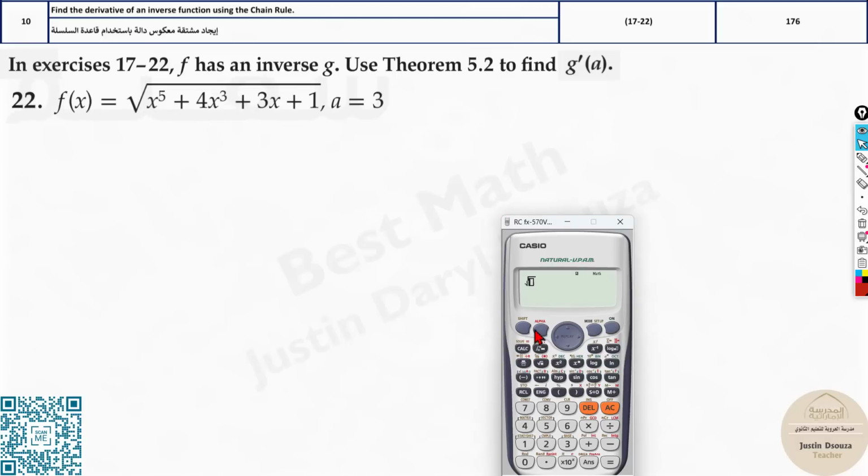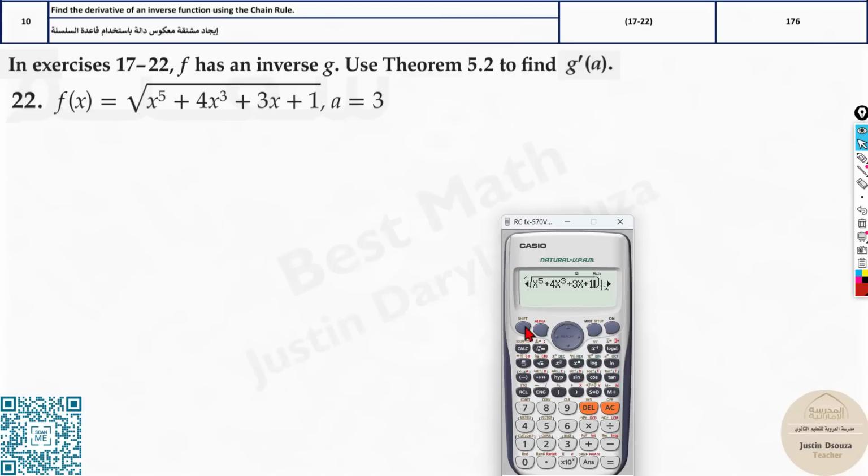So let's write square root x to the power 5, then we have plus 4x cubed plus 3x plus 1. This all will be equal to whatever given value is, 3. Shift and solve and then press equal to. The answer is 1. So now I need to derive this given function square root x power 5 plus 4x cubed plus 3x plus 1.